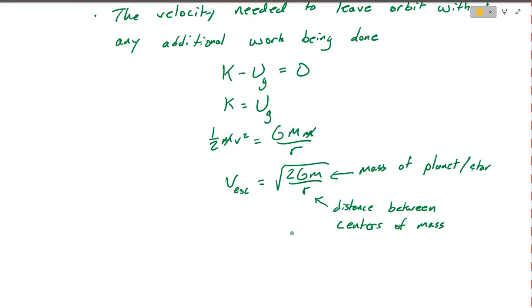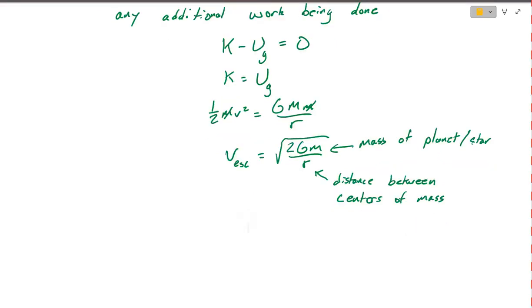So if we're on Earth, what's the r that we should use if we're on the surface of the Earth? If I'm leaving Earth, r is the distance to the center of the Earth. The mass would be the mass of the planet or star, whatever we're trying to leave.